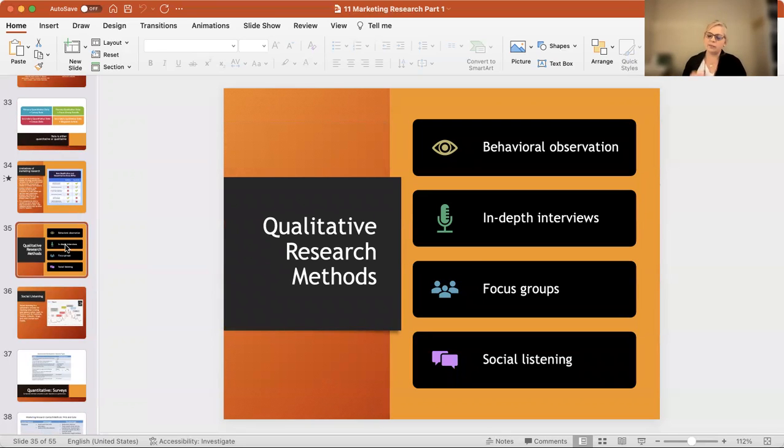What are some of the qualitative research methods? Well, there's behavioral observation. We just like to observe people. We like to see what they do. We do that all the time. You'll see places that do eye tracking, like on menus, to see where their eyes go. That's very behavioral. In-depth interviews. I've done a lot of these, and it's very, very interesting to see what comes up.